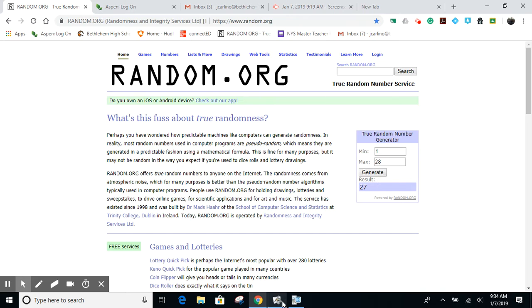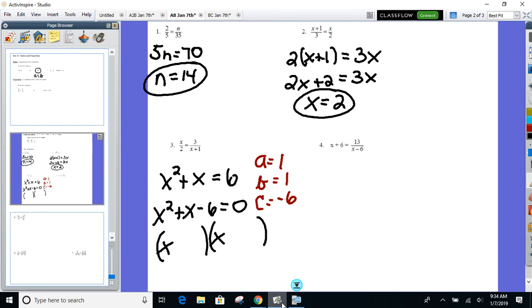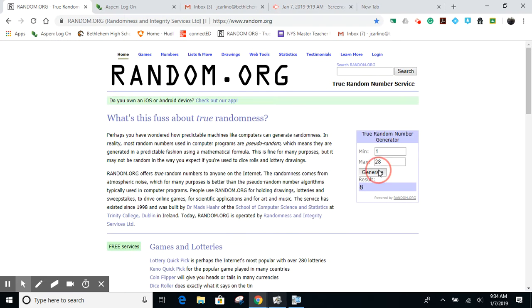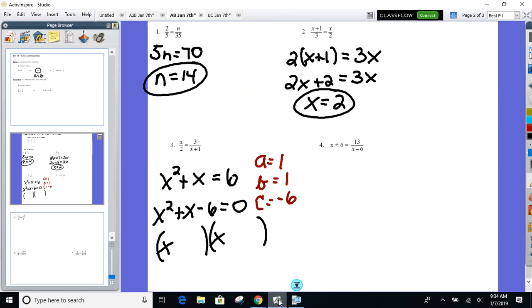Here you go. 27 here? No. How about 8? Nope. We're on fire. 2 for 2. Can he go for 3? 1. What do you got, Matt? +3, -2. Everyone all right? They multiply to -6 and add to 1. Good there. Now you got to solve for x.